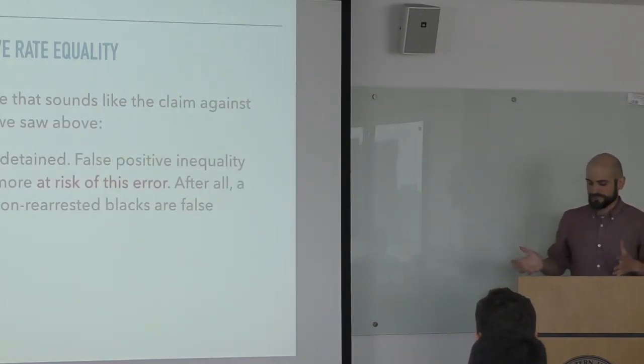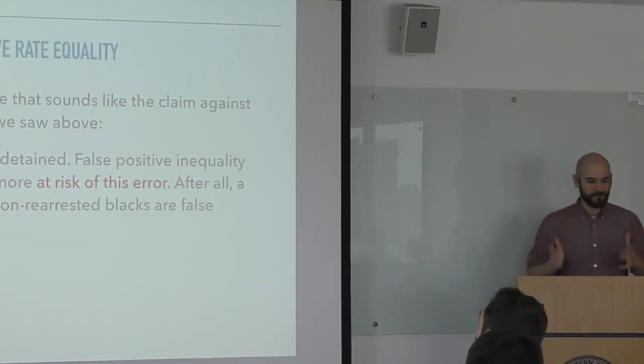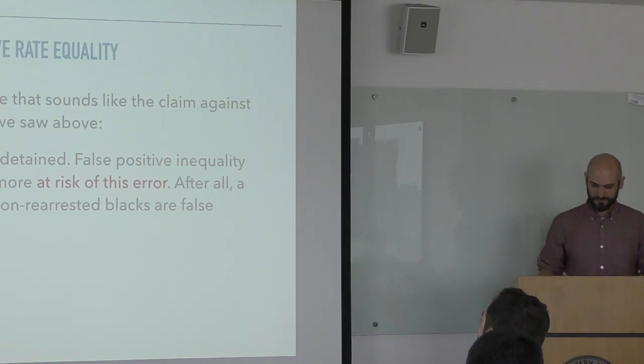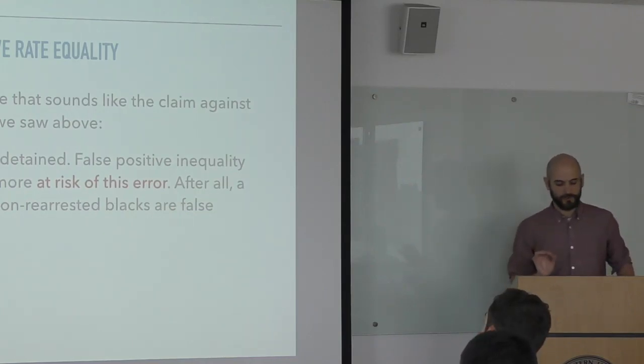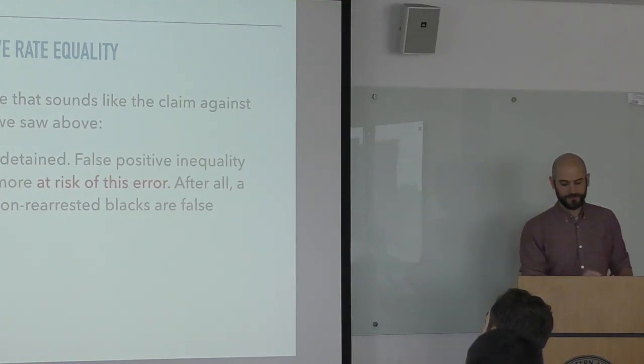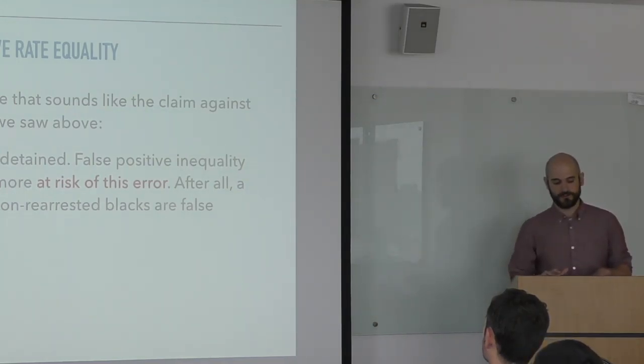So this claim is very plausible on its face, and also this defendant does probably have a lot to complain about. But I think this particular complaint, based on false positive rate inequality, goes subtly wrong. While miscalibration would show that this defendant was more at risk of error in virtue of his race, the use of a calibrated tool on populations with unequal base rates does not show that this risk is relevantly different. And let's see why.